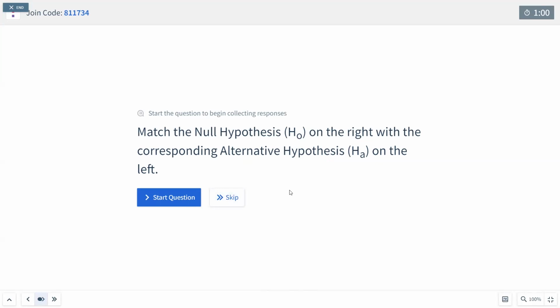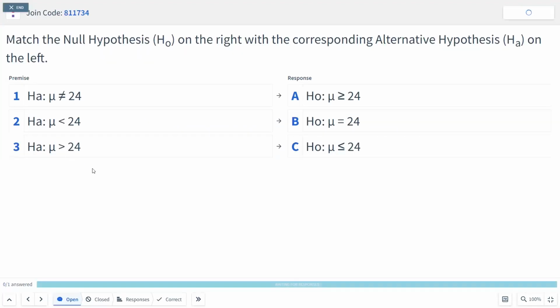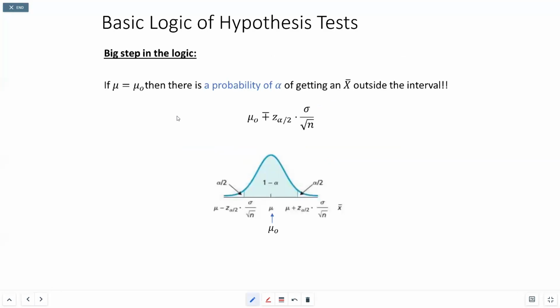So I'm going to open up this question. It'll be available until Wednesday night. Match the null hypothesis on the right with the corresponding alternative hypothesis on the left. I think I can show that to you. So you're just going to match these up, make sure you understand what we did. Okay.